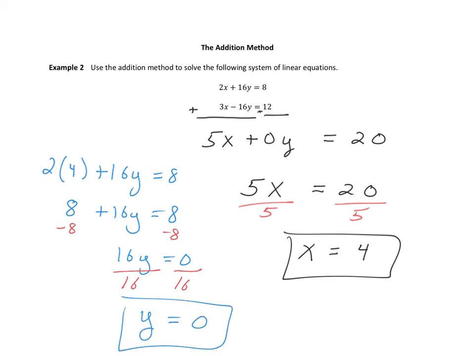This means there is exactly one solution to this system, and that solution has an x value of 4 and a y value of 0. And that is the one point that works for both equations.